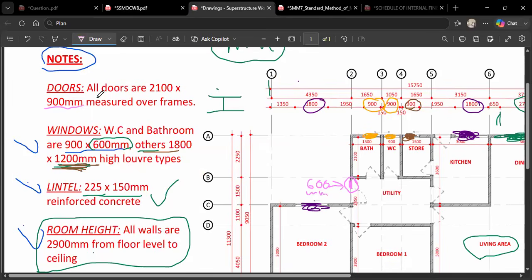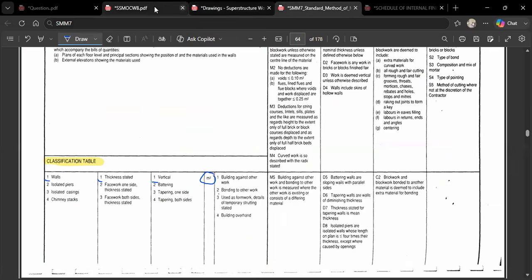So all doors are what? No, the height is rather 2,100. That is just 7 feet. So 2,100 by what? 900. The 900 is the length, the opening. So 2,100 divided by 1,000, what are you going to get? You're going to get 2.10. So the height is 2.10.